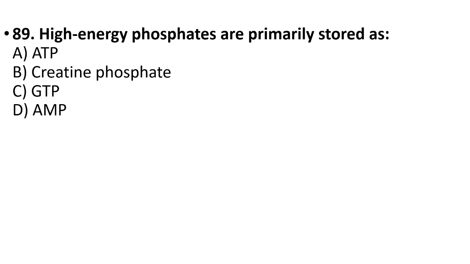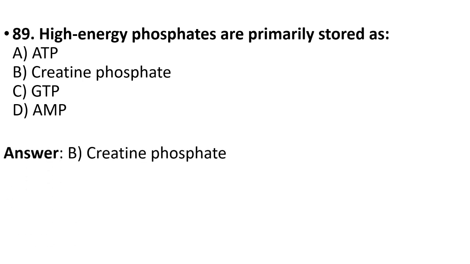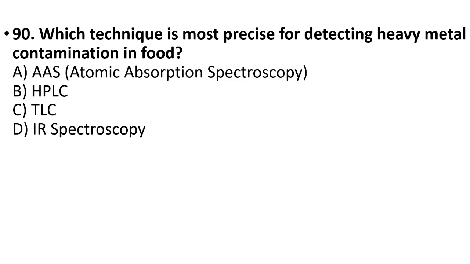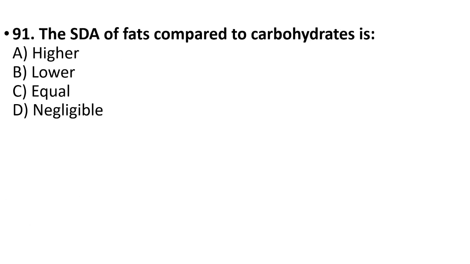89. High energy phosphate are primarily stored as ATP, creatine phosphate, GTP, AMP. Your answer is option B, creatine phosphate. 90. Which technique is most precise for detecting heavy metal contamination in food? AAS, HPLC, TLC, IR spectroscopy. Your answer is option A, atomic absorption spectroscopy.